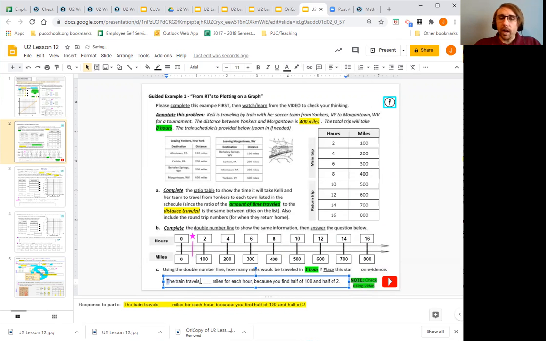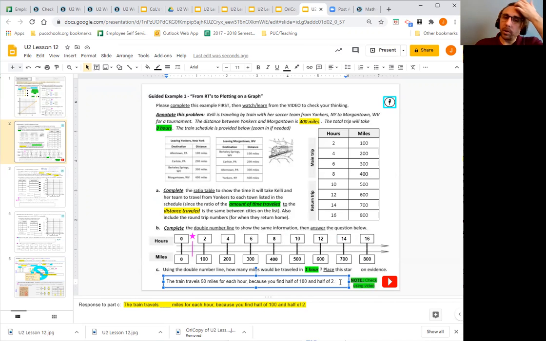It says that the train travels blank miles for each hour because you find half of 100 and half of 2. So half of 2 was 1, so 1 hour, and half of 100 was 50. So I'm going to put 50 in here. And so it should read that the train is going 50 miles for every hour, or for each hour. And that's because those two numbers are each half of the 100 and the 2. So 50, and then each refers to 1, which is half of 100 and half of 2.